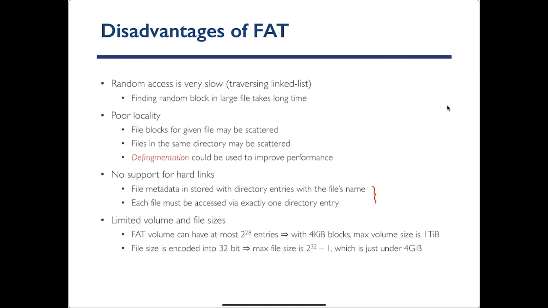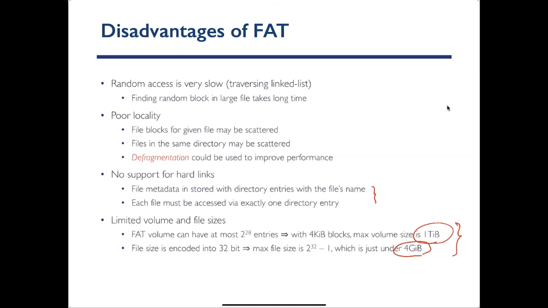The other thing about it is the limited storage of both the volume and also the size of a single file. So the size of a single file in FAT file system was 4 GB. So if you have a file that is bigger than 4 GB, FAT file system cannot support it. And the size of a volume is 1 TB. So you cannot have a volume that is more than 1 TB.